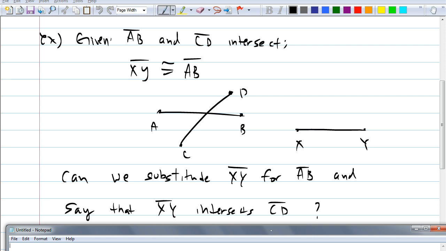No, it doesn't make any sense, right? Do you see why you cannot use substitution for congruence? Then you get a false statement like this: XY does not intersect CD. Does that make sense? Yes. So this is a nice example of why we shouldn't use substitution for congruence. It's only used for equality. Okay, does that make sense? Are we good? All right.